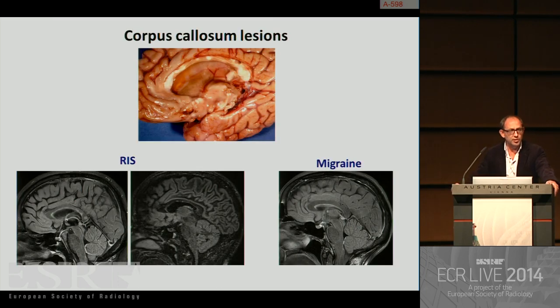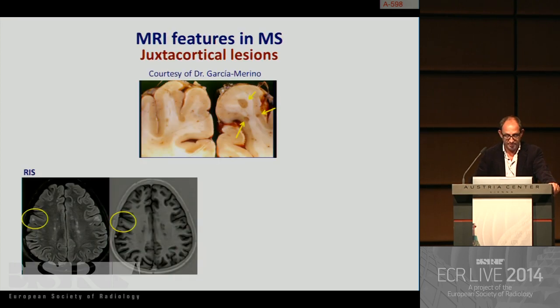Again, it's very useful in those patients to obtain a sagittal T2 FLAIR. And these are two different patients with a radiologically isolated syndrome. You see the small lesions typically involving the inferior margin of the corpus callosum, which are normally not present in patients with migraine and focal white matter lesions.